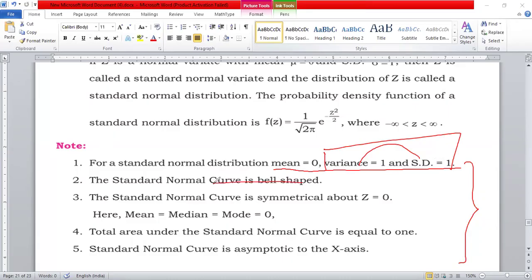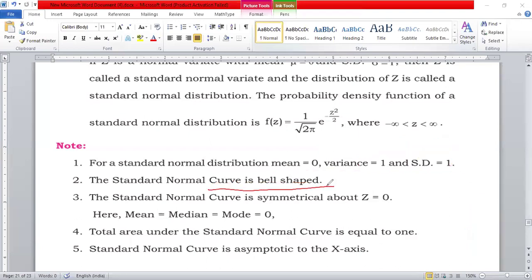The curve is bell-shaped. The standard normal curve is symmetrical about Z is equal to 0, that is, mean, median, mode is equal to 0. Note this important point: a normal distribution is symmetrical about mu, that is, mean is equal to median is equal to mode is equal to mu. But for the standard normal distribution, mean is equal to median is equal to mode is equal to 0. Please note this point.